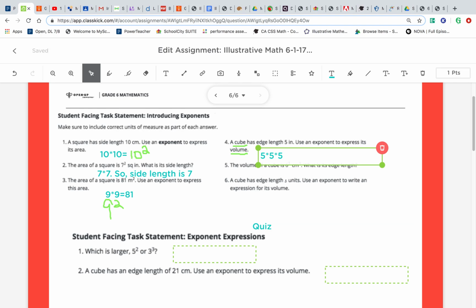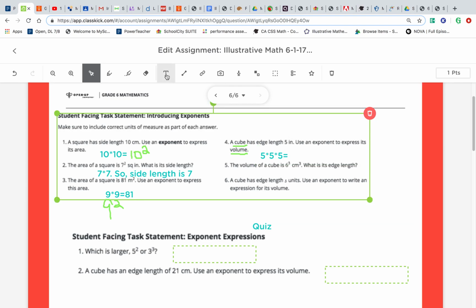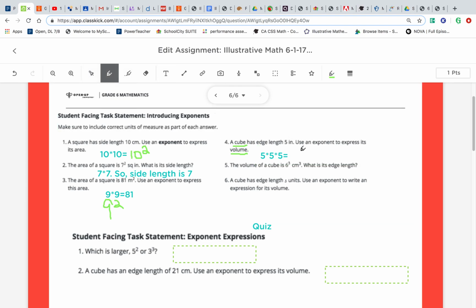And if we use an exponent to express this, we're not going to actually do the multiplication here. It would be 125. We're going to write it with an actual exponent. So this is going to be 5 to the power of 1, 2, 3. So 5 to the power of 3.